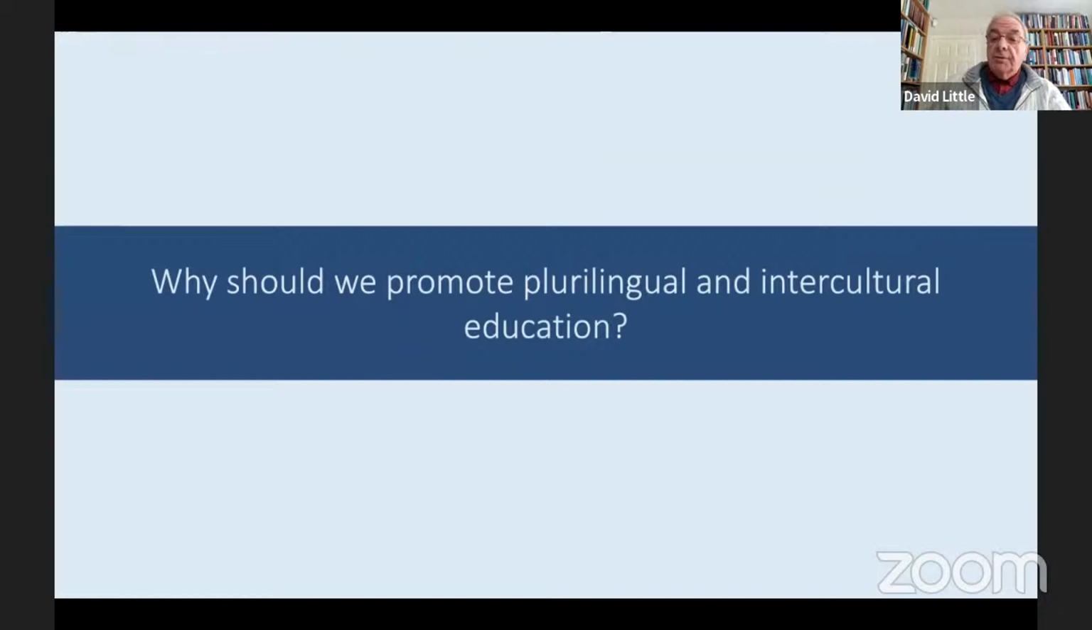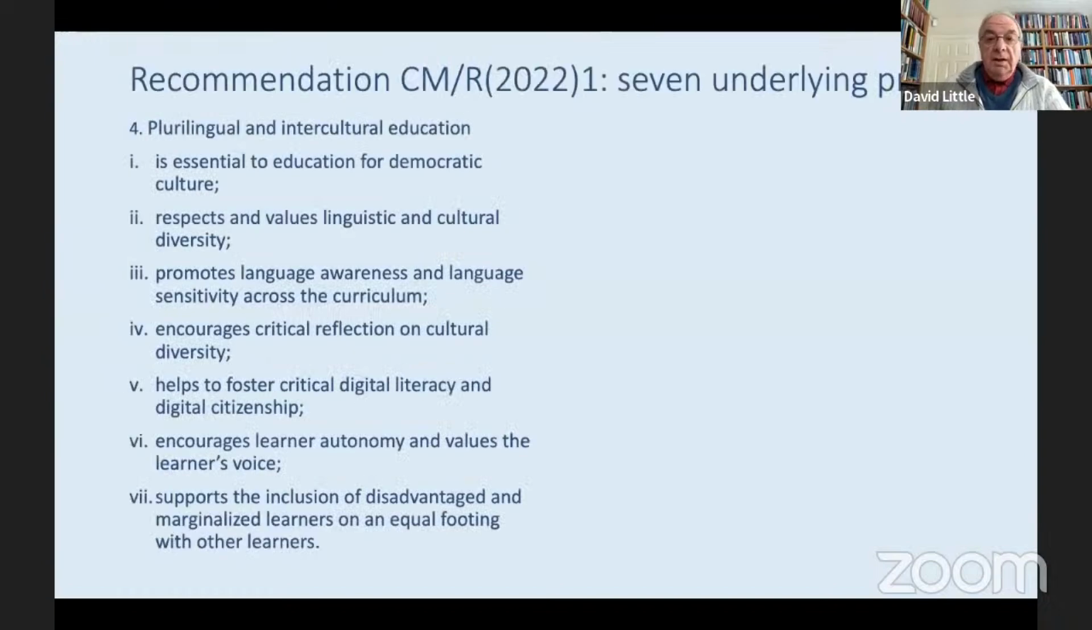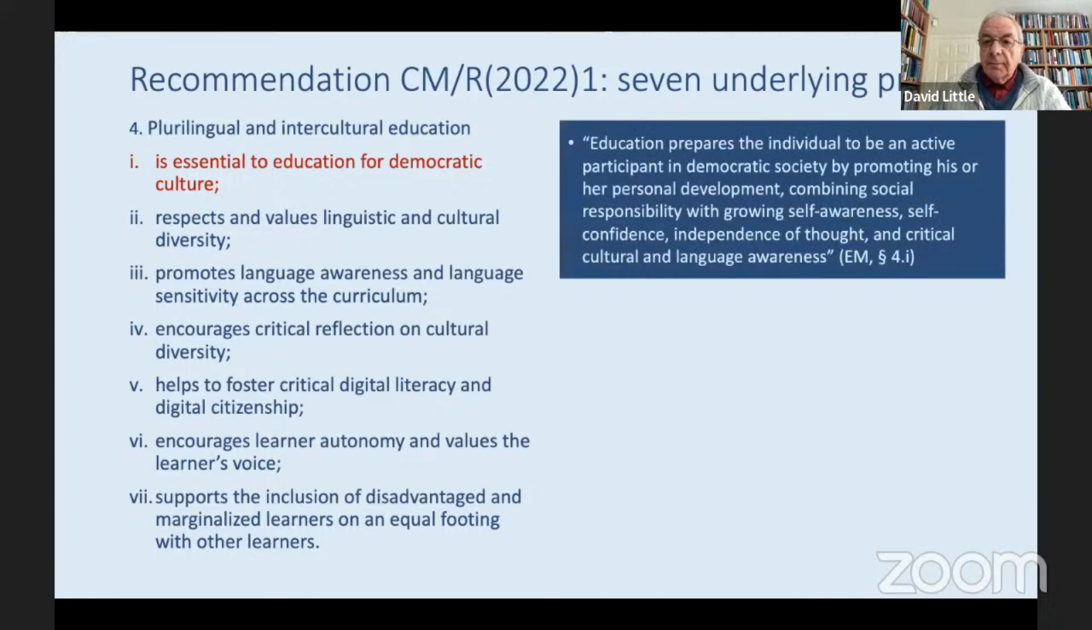Why should we promote plurilingual and intercultural education? Here are the 7 underlying principles set out in paragraph 4 of the appendix to the recommendation. Principle 1, plurilingual and intercultural education is essential to education for democratic culture.